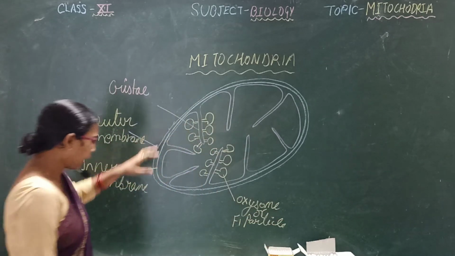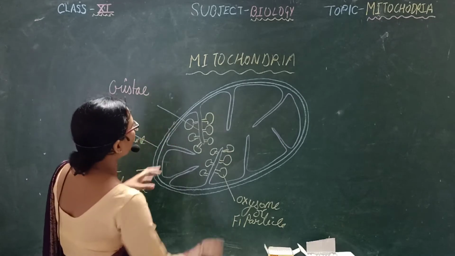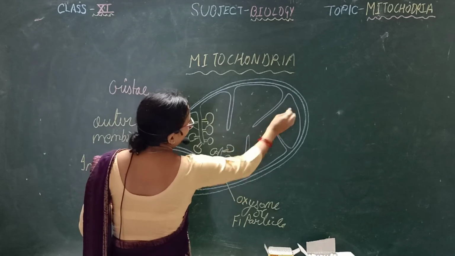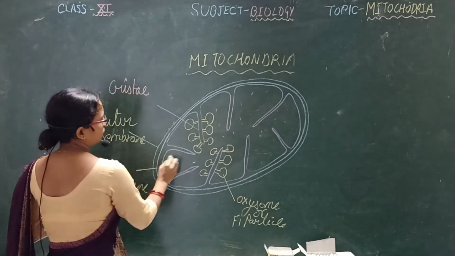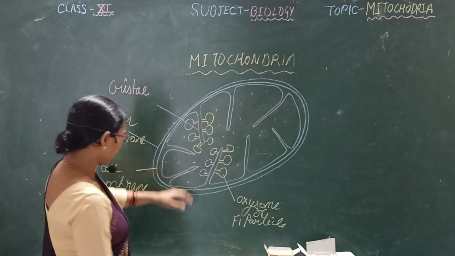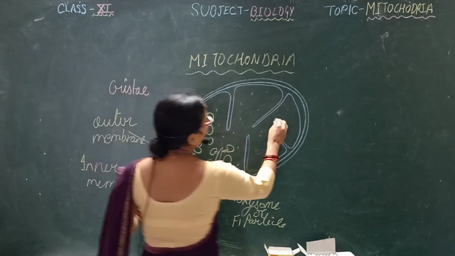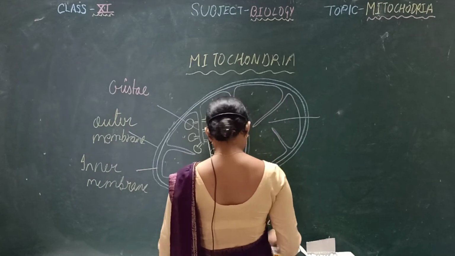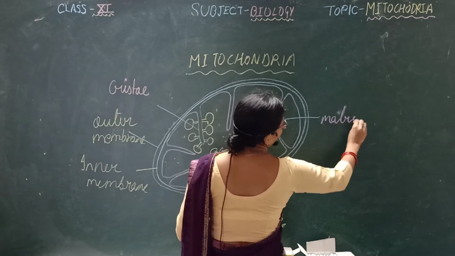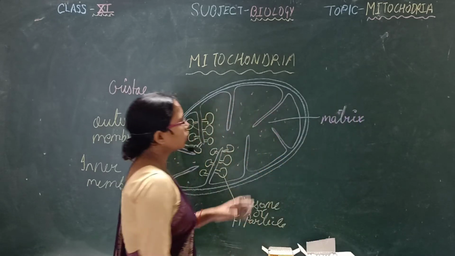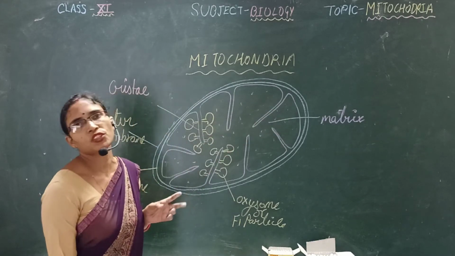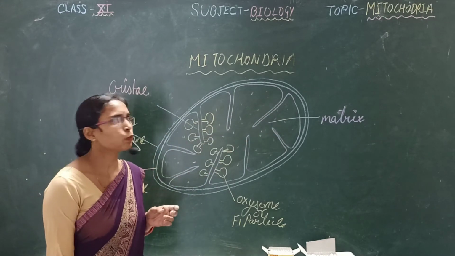Clear, beta? Now, the inner membrane surrounds a liquid substance, and that liquid substance is known as the matrix. It's very important, and it contains several enzymes which are responsible for the respiration.